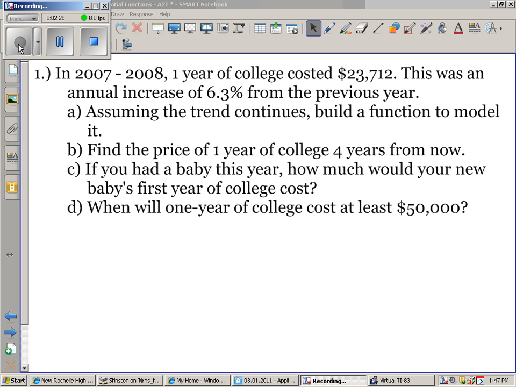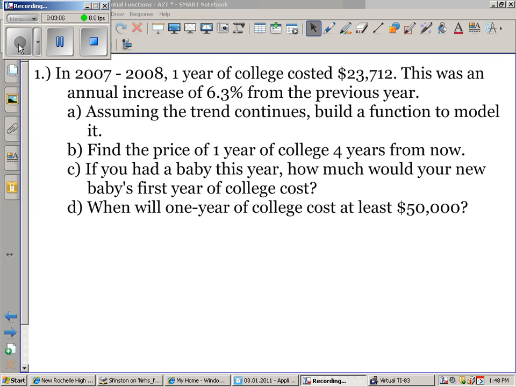Assuming the trend continues and each year it increases by 6.3%, we're going to build a function that models this behavior. We're then going to use that function to predict how much college should cost you when you graduate, and you'll decide whether we're coming close or not. Part C, I'm not saying do this, but God forbid you actually had a baby this year, and you had to start saving for your child's education. How much would you be expected to pay for your child's education in 18 years' time? And then finally, part D, we're going to figure out when would the college be at least 50 grand.